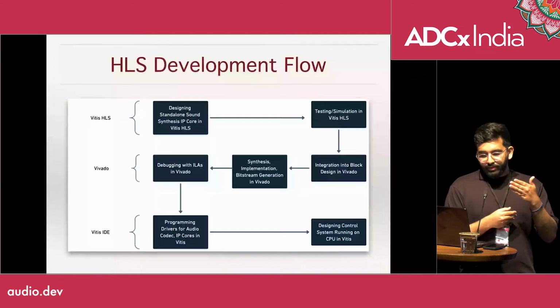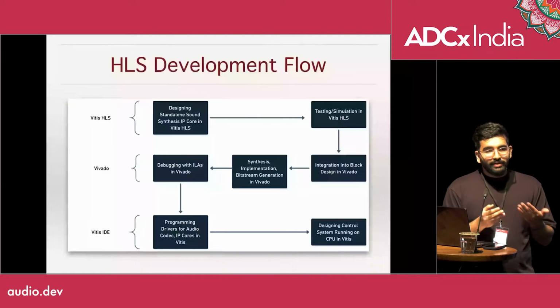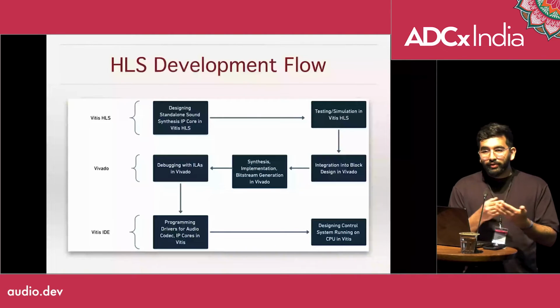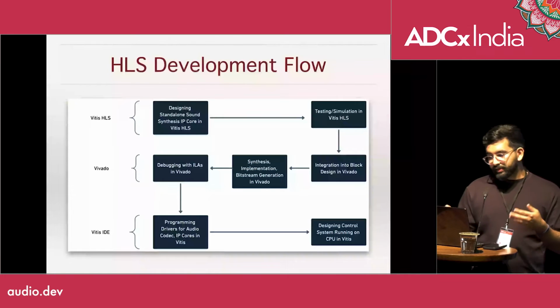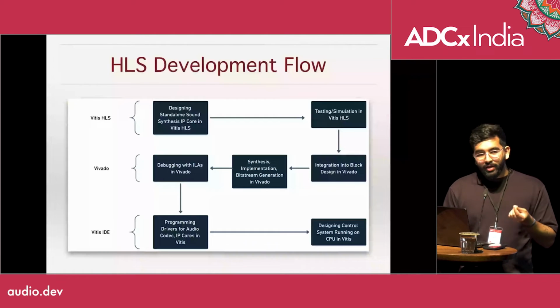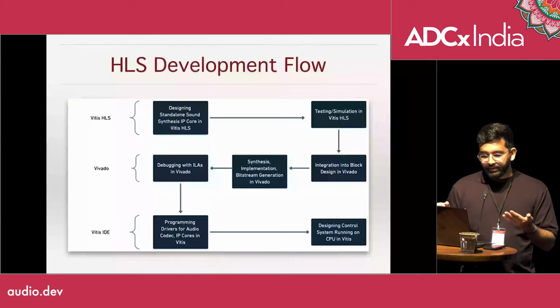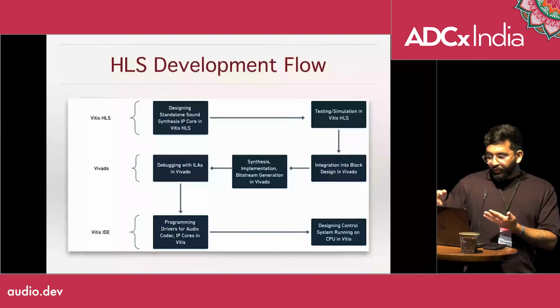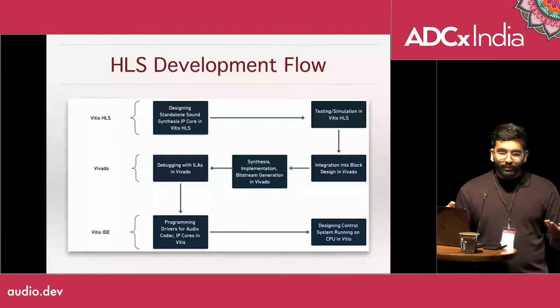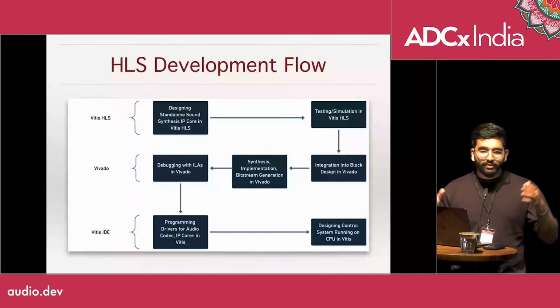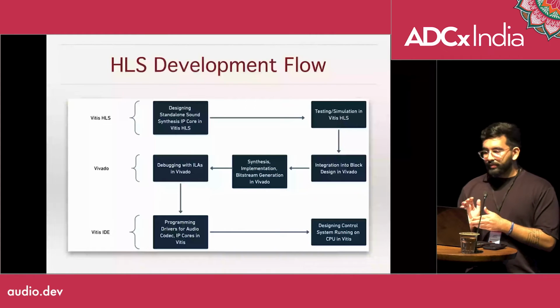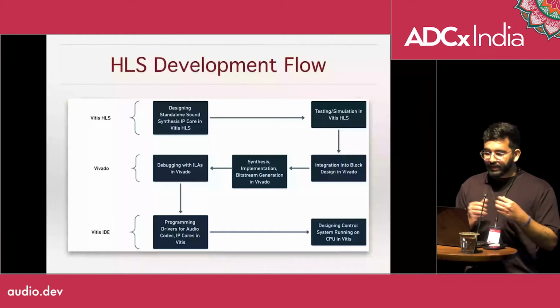So within Vitis HLS, we take a C or C++ program, and that gets converted into this IP core. Then we do the testing of the C program as well as the testing of the hardware generated within Vitis HLS. After that, we move to the next software, which is Vivado. That's where we have a block diagram. I'll show some examples soon, where different hardware modules are connected.